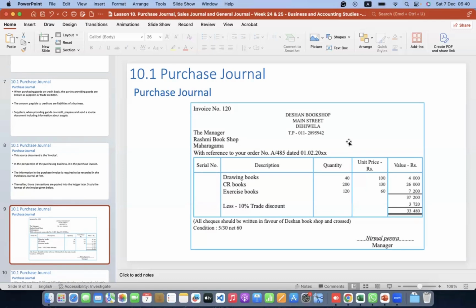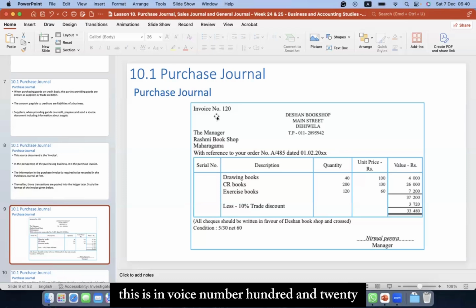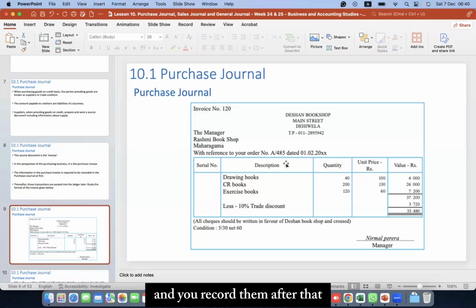So once you have this purchases invoice, what you do is you firstly take this purchases invoice, and this is very unique. This is invoice number 120, and you record them after that. After collecting that source document, you record them on purchases journal. Number one, you have the source document. Number two, you have the purchases journal where you record your transactions. Then subsequently, you are recording it into your ledger accounts.